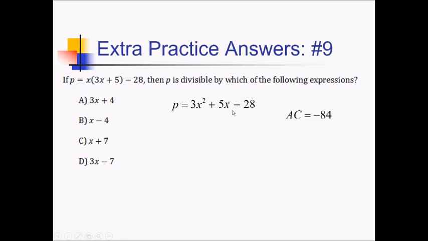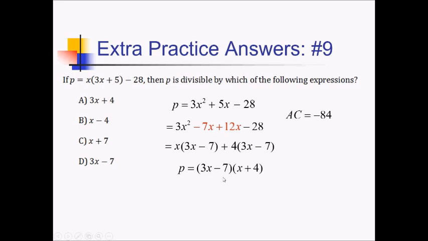So I'm going to split this up into negative 7x plus 12x. And now that I've done that, with these four terms, I can use factoring by grouping. For the first two terms, we can take out an x, leaving us with 3x minus 7. For the next two terms, let's see, those are both divisible by 4. So take out a 4, leaving us with 3x minus 7. And now since I have a 3x minus 7 repeated, I can take that out as a common factor, leaving me with an x plus 4 as my other factor.